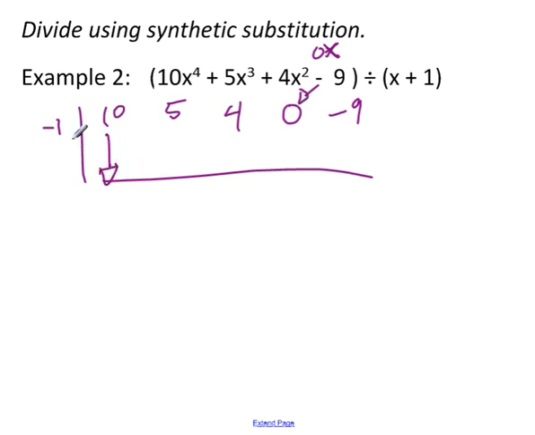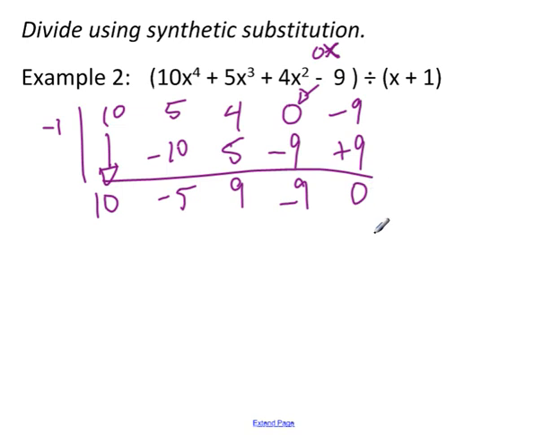Second thing is we tend to want to multiply this by our number here. We don't do that. We bring it down first and then we carry on from there. So negative 1 times that's going to make minus 10, which is minus 5 and 5 and 9 and minus 9 a couple times. That becomes plus 9 and makes 0. So our remainder is 0.